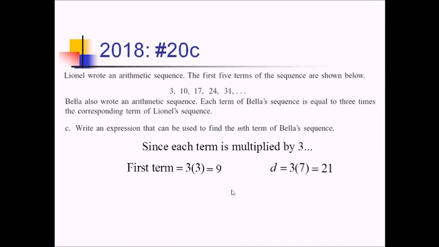Plugging all that in, I'm going to write b for Bella sub m, because they said the mth term, not the nth term. That's kind of a picky distinction. B sub m equals first term of 9 plus common difference of 21 times, and I'll call that m minus 1. There we go. So that's one formula that would work. You could also distribute the 21 and simplify it. So that would be 21m minus 21 plus the 9, so minus 12 plus 21m.